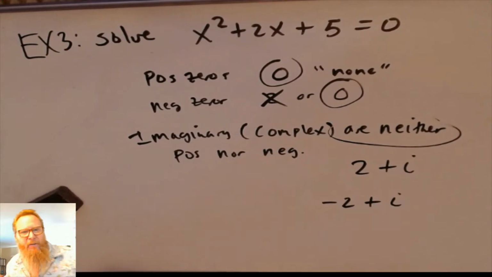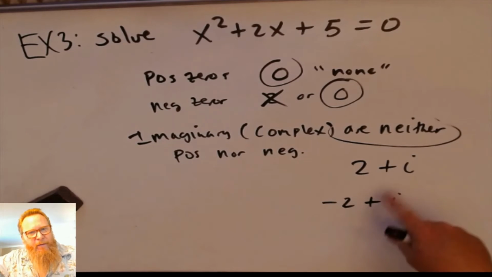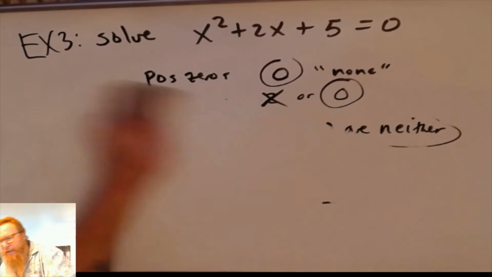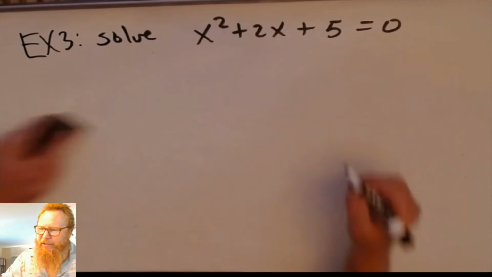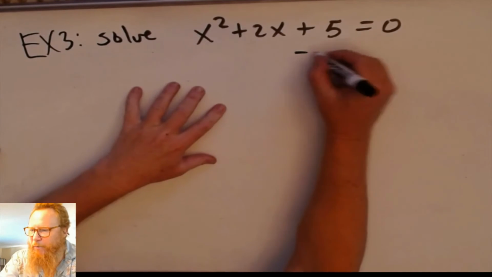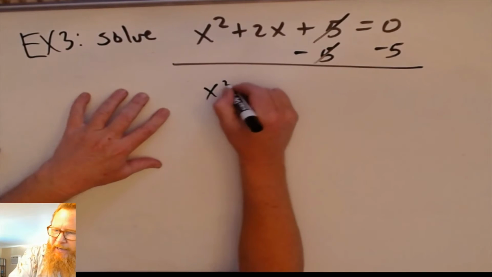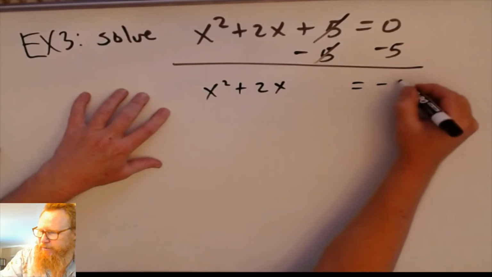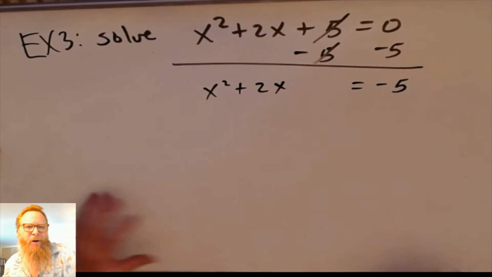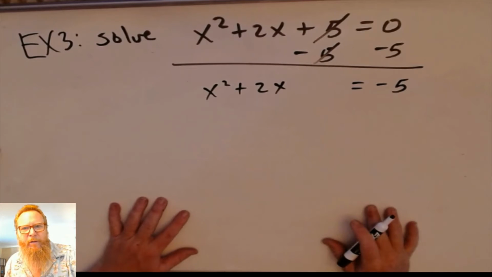Now, I don't know if these are the answers, but this is the kind of thing that you're going to get. Let's go ahead and solve it. Why don't I use completing the square? That's a nice technique. I like completing the square. So x squared plus 2x equals negative 5, just to show you don't always have to use the quadratic formula.